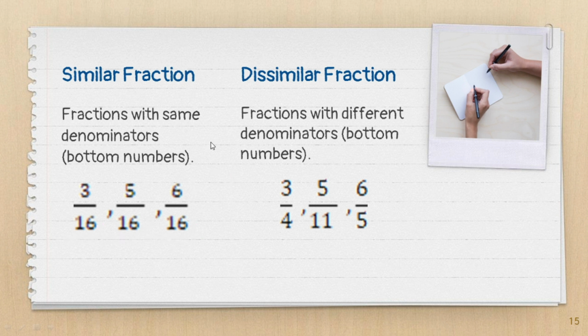Okay, kabaligtaran naman ay dissimilar. Ang dissimilar fractions naman ay fractions with different denominators or yung numbers sa ilalim ay magkakaiba. So, 3 over 4, 5 over 11, and 6 over 5. Kung mapapansin natin, ito ay 4, 11, and 5. Magkakaiba yung ilalim niya. So, that is dissimilar fraction. So, meron tayong process on how to do the operation in different kinds of fractions.